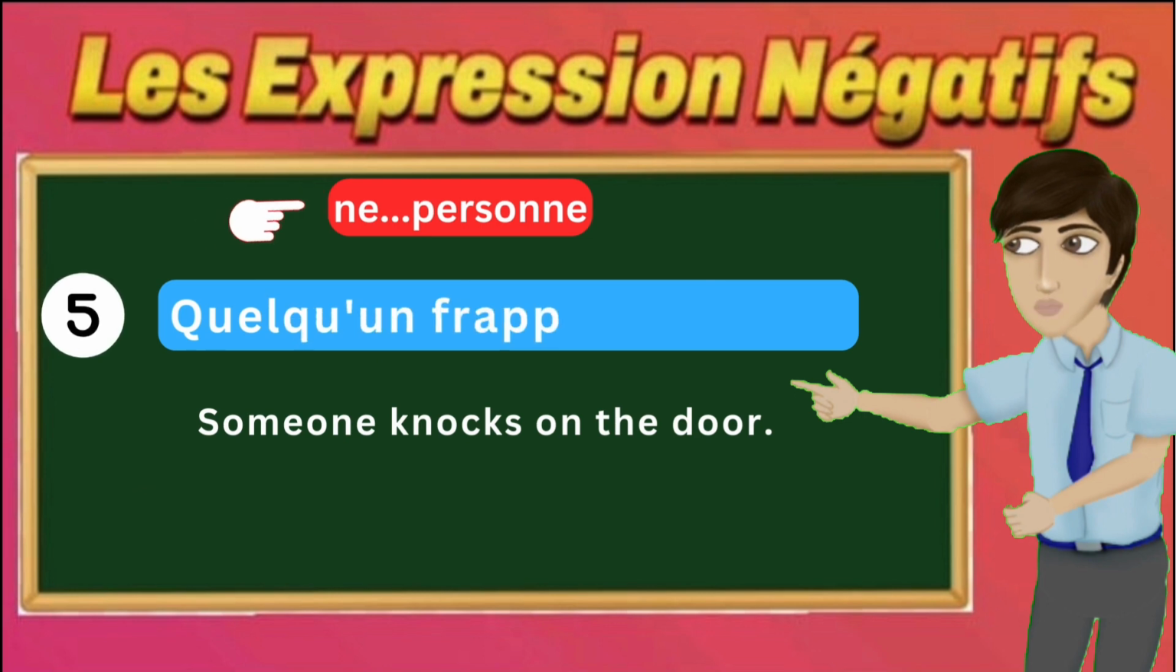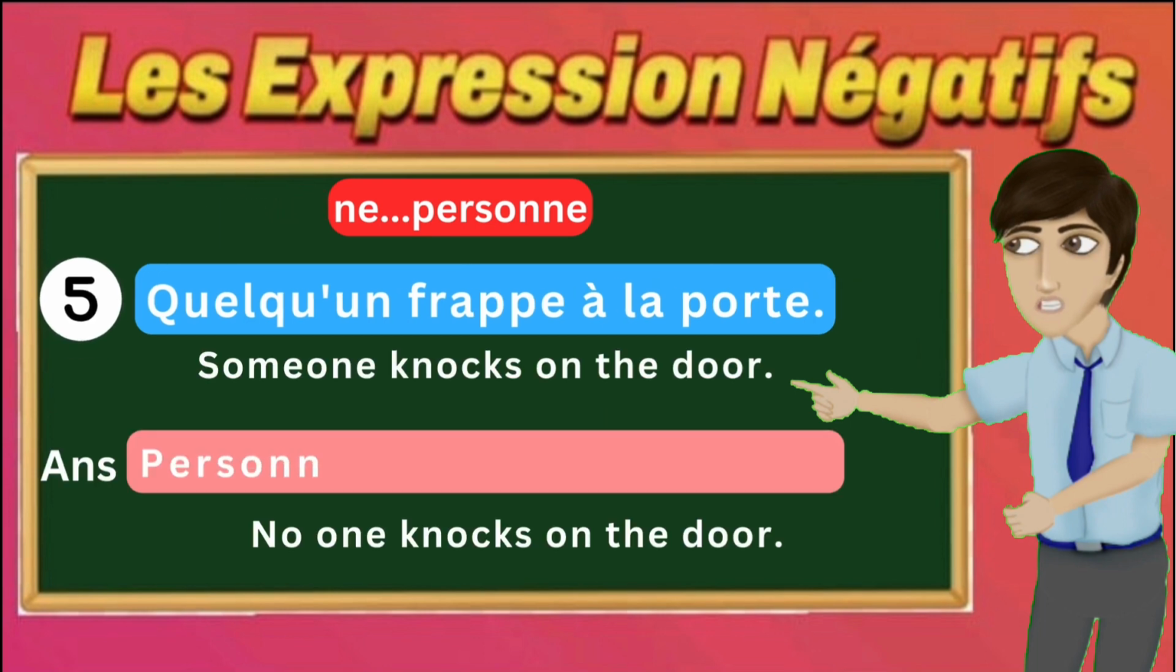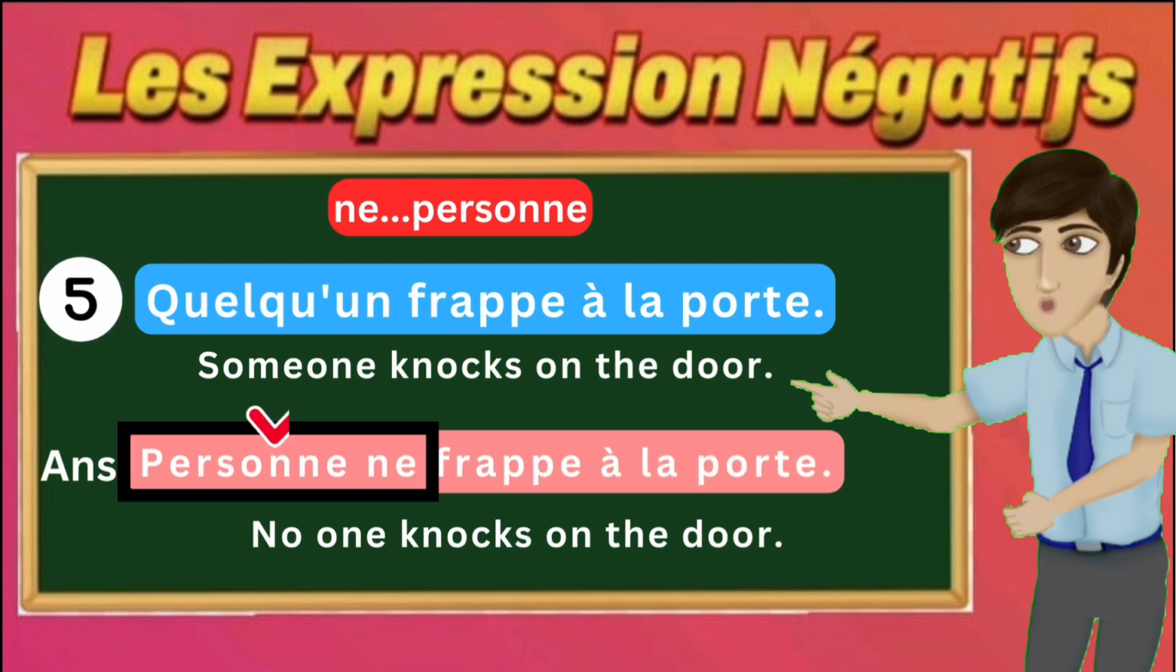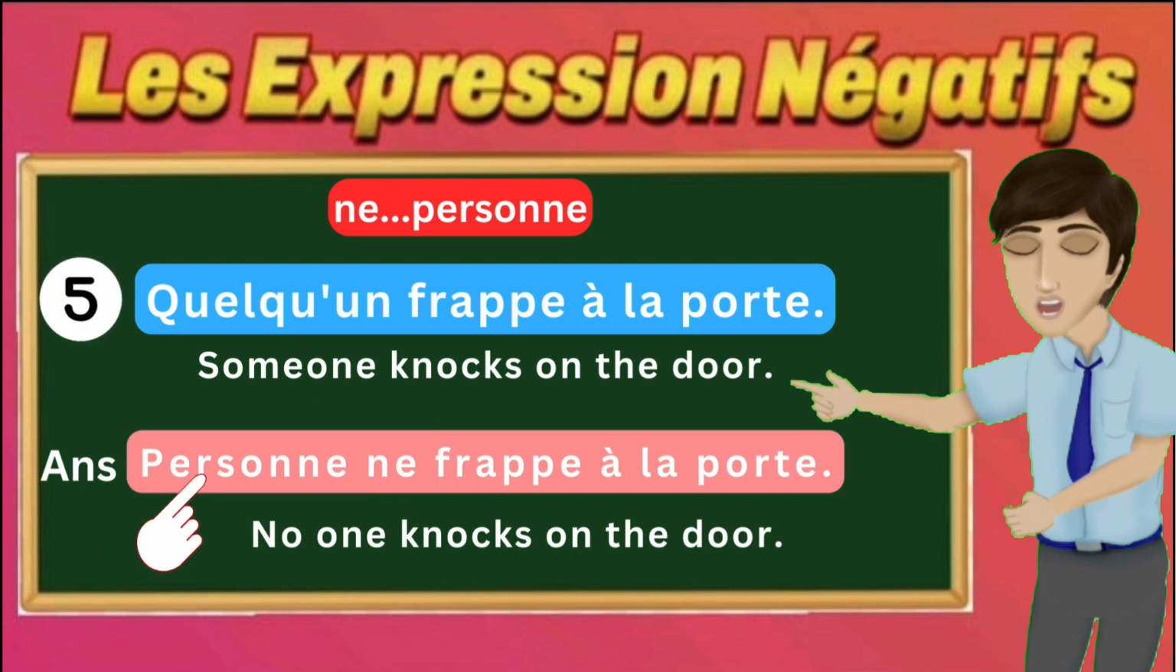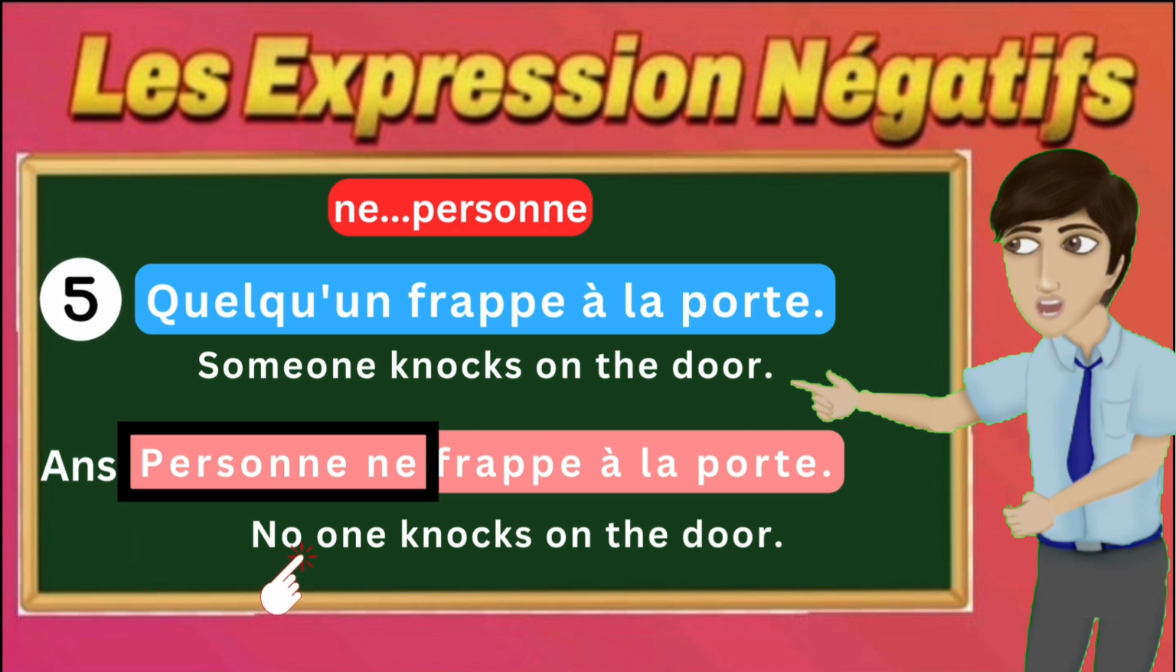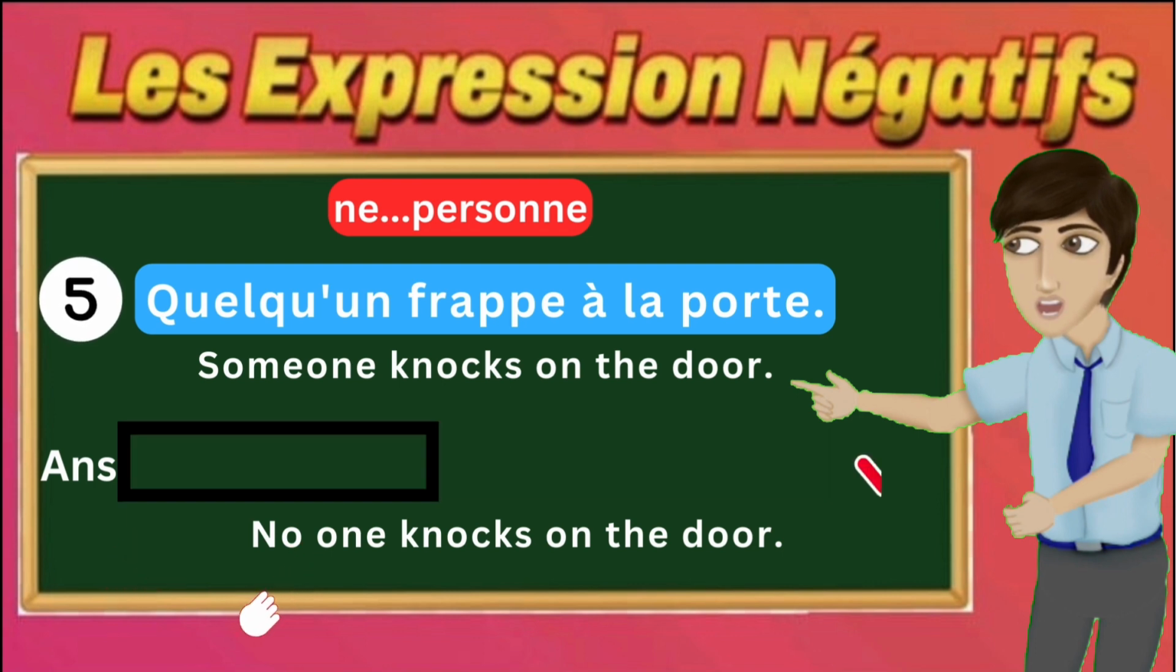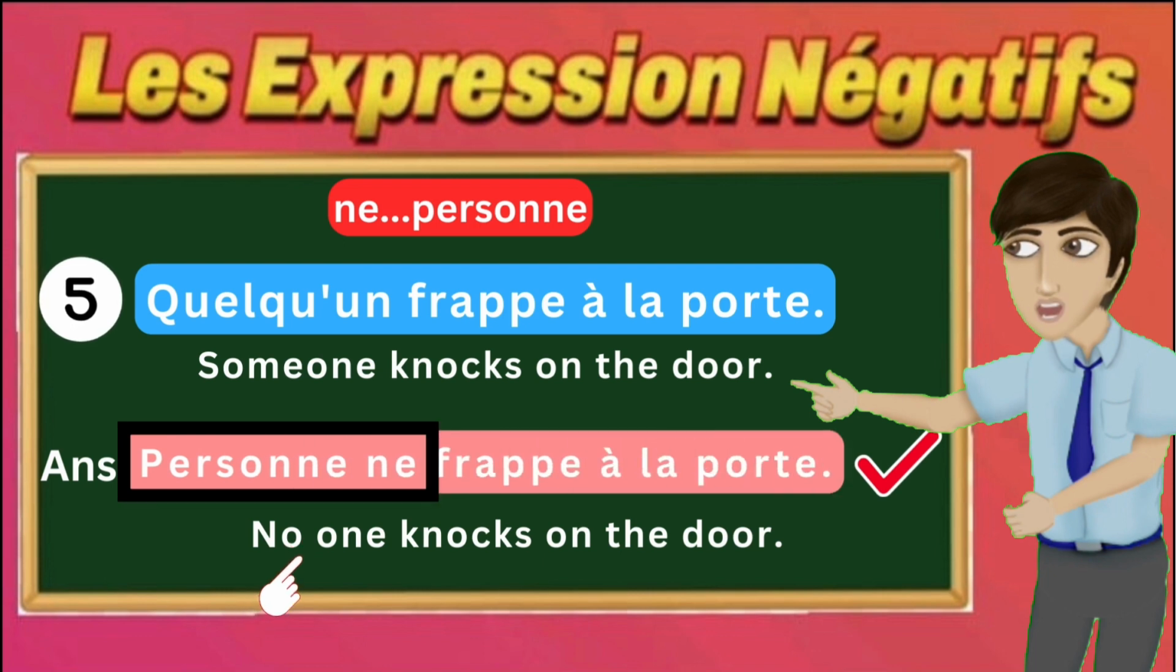Fifth, personne ne. Quelqu'un frappe à la porte. Someone knocks on the door. Personne ne frappe à la porte. No one knocks on the door. Just like rien ne can function as a subject in a sentence, personne ne can also act as a subject, indicating no one, at the beginning of a sentence. Personne ne frappe à la porte. No one knocks on the door.